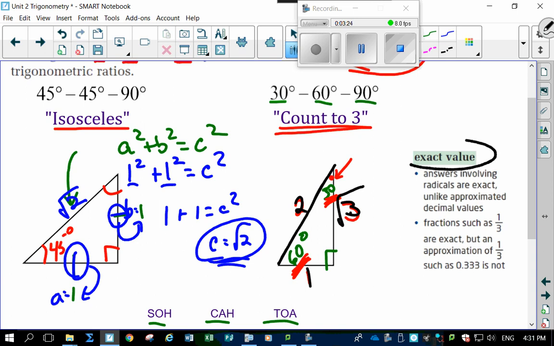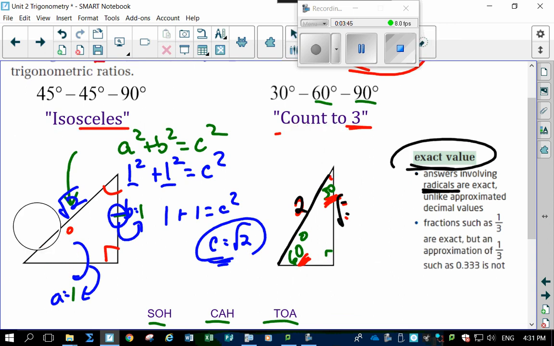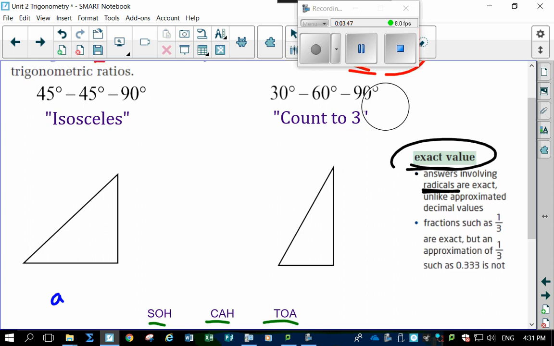Remember, we're dealing with exact values. Answers involving radicals. So I'm not going to put this down as some sort of 1 point something. I'm just going to leave it as root 3, and that's going to help us an awful lot. So, okay, let's try this all over again. Here we go. Ready? I'm going to erase a whole lot. I'm going to try it all over again and see if we can remember a few things.